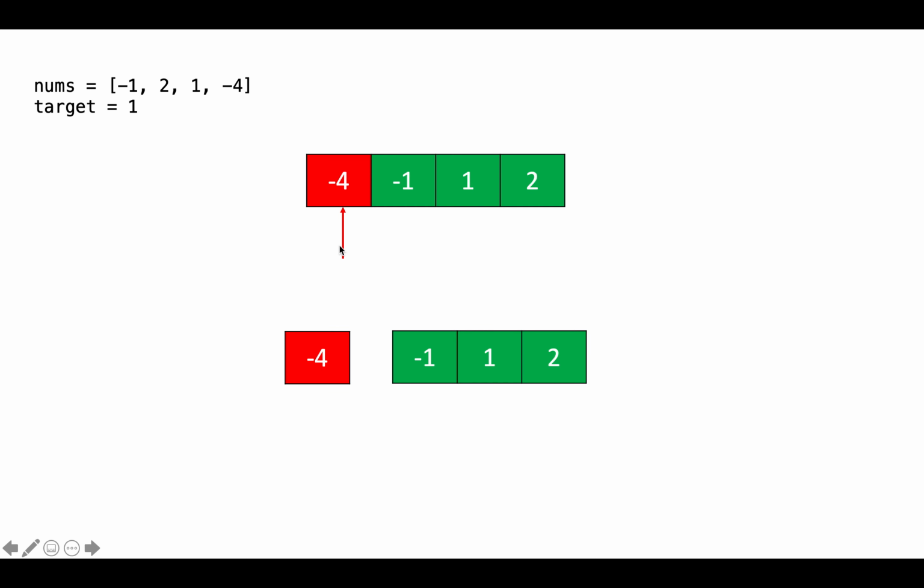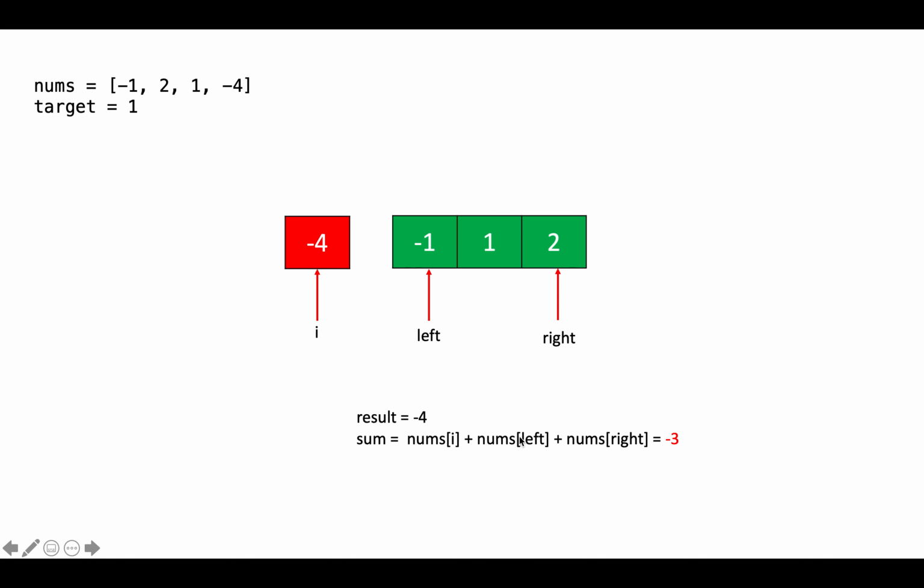Firstly, we traverse the index 1. We should split this array into 2 parts, and this part is fixed. This number we should use, and we should find 2 other numbers that we can add together to check our sum, to update our result. So firstly, this is our fixed number. We add index 0, and for this part we have 2 pointers, left and right.